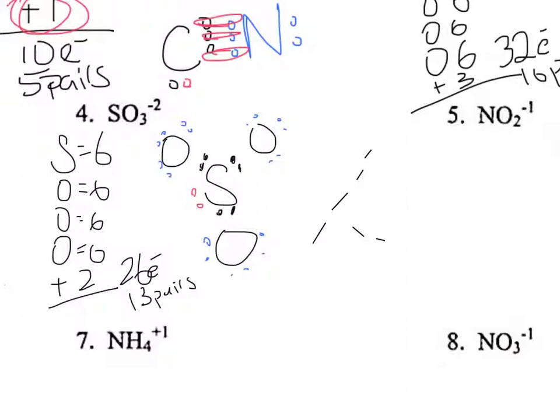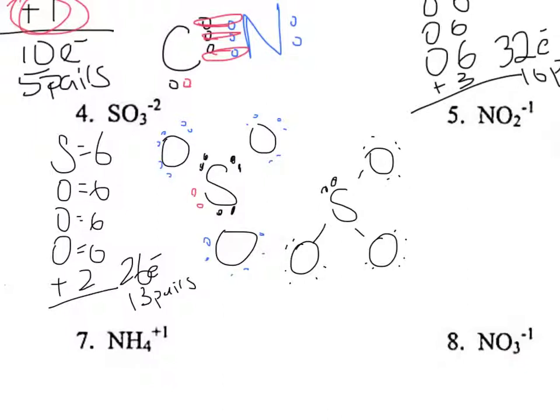And our structure would look like this. Sulfur, oxygen, oxygen, oxygen. Sulfur has a lone pair hanging out. Each of the oxygens has a total of 6 valence electrons.